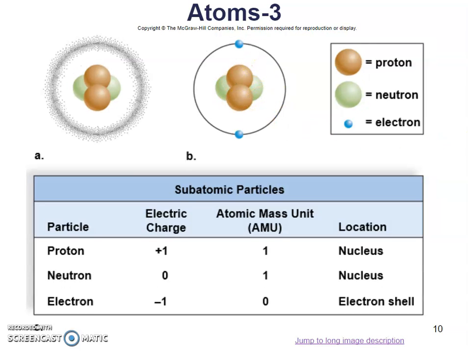If we add a couple of electrons, the negative charge of the electrons cancels out the positive charge of the protons, and this atom is said to be electrically neutral. Okay, all of the charges cancel out.